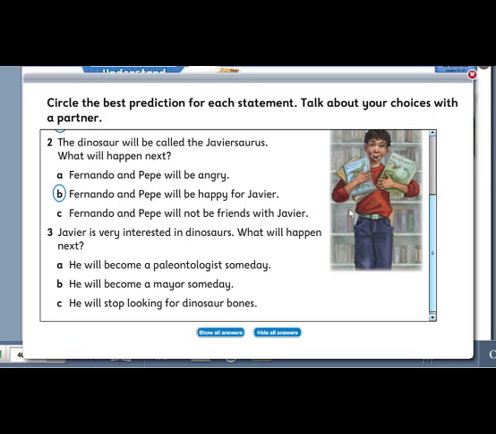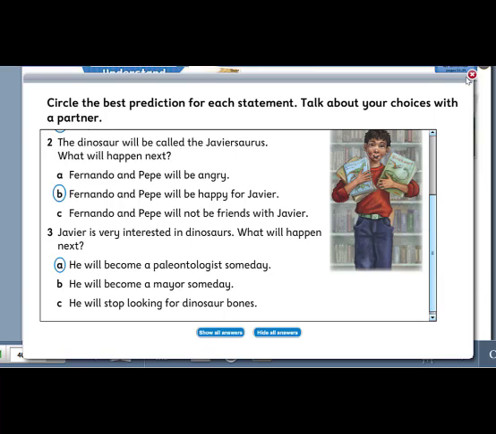Number 3. Javier is very interested in dinosaurs. What will happen next? He will become a paleontologist someday, he will become a mayor someday, or he will stop looking for dinosaur bones. Of course, he will become a paleontologist someday.